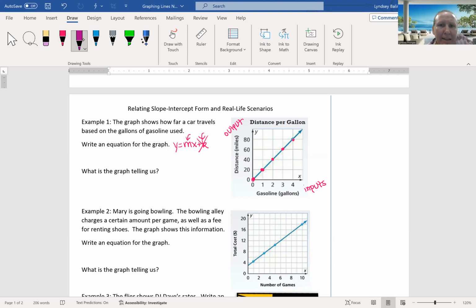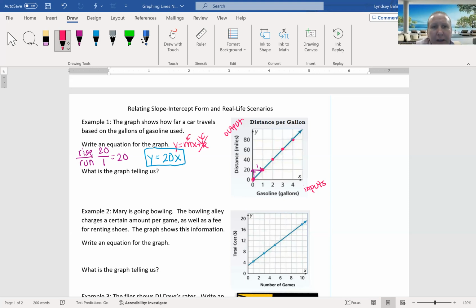But our rise over our run, it goes from 0 to 20. So our rise is 20. Our run, so we're looking at the x values now, goes from 0 to 1. So our run is 1, which means our slope is just 20. So based on that information, y equals mx plus b, y equals 20x. And we said the b was 0, so we do not need to put the plus 0, and that is our equation.